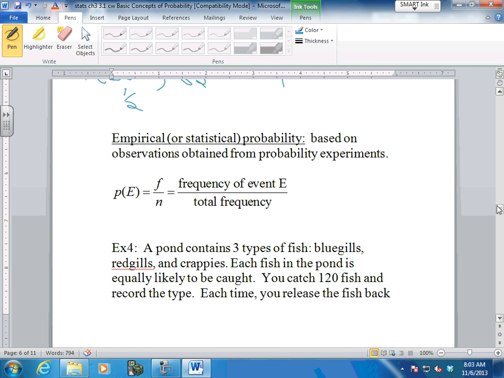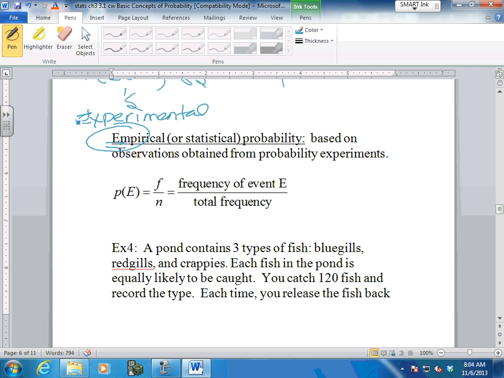Empirical, or they sometimes call this statistical probability. Mostly it's empirical. And the way you remember this is empirical E is your experimental. Experimental probability. This is what happens when you perform the experiment. When you do an experiment, it's not always going to work out to be the theoretical. It's going to be whatever the dice rolls, whatever the card you pick, whatever it is. But you still take the frequency part over whole.